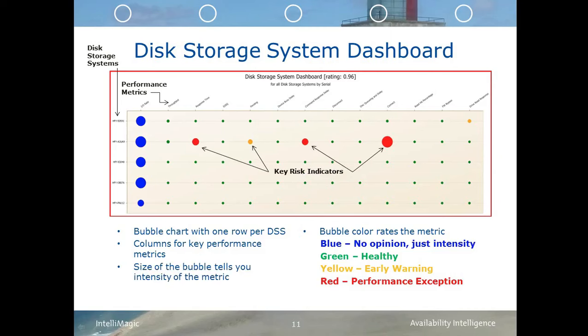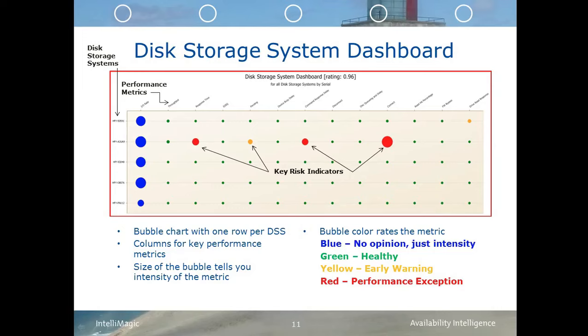The dashboards are color-coded to provide key risk indicators for metrics that are frequently exceeding thresholds. A yellow dot indicates that a metric often exceeds the early warning threshold. A red dot is used when metrics regularly exceed the performance exception threshold. The size of the dot is proportional to the frequency of the problem.